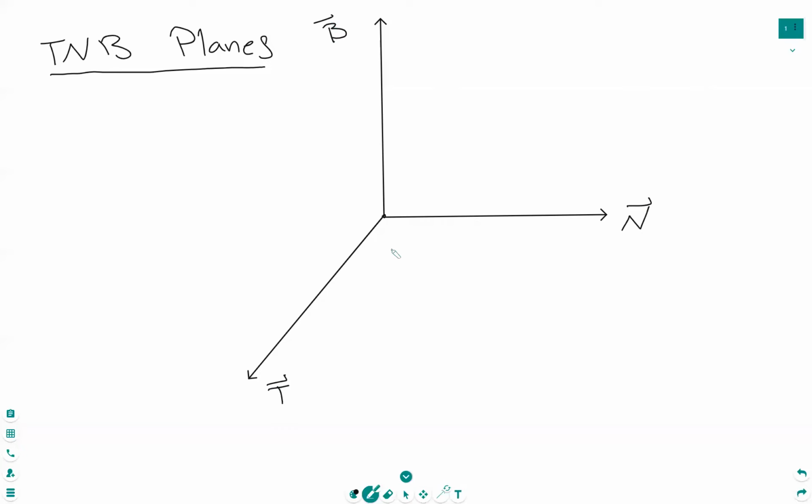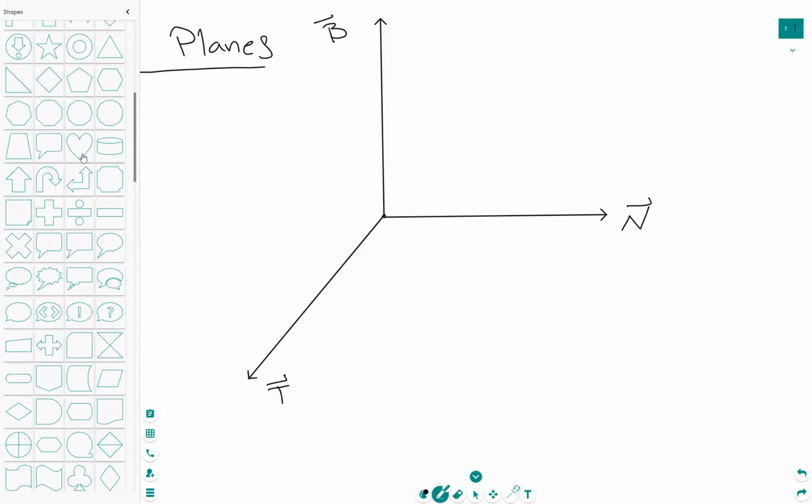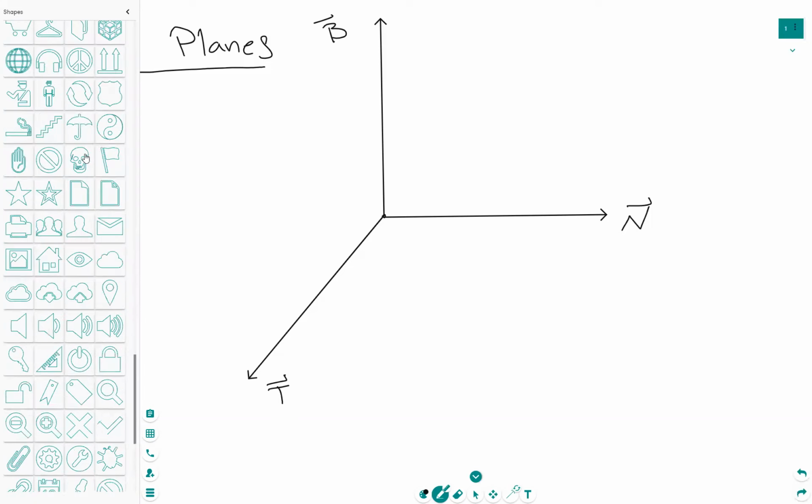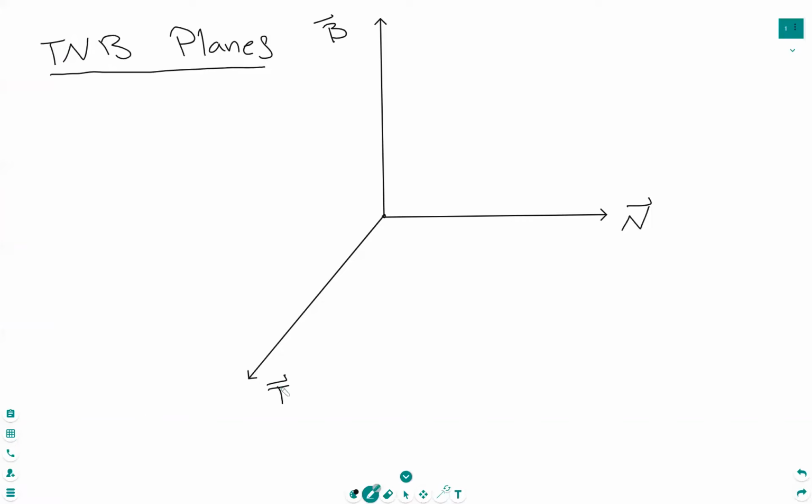Now realize that this is kind of like a Cartesian coordinate system, and they have planes, right? Instead of saying the xy plane or the xz plane, we have names for each of these planes in the TNB coordinate system. So, can I do a dotted line? A dotted line would be great here. No, I can't do a dotted line. Okay, a solid line is probably okay. So let's look at these planes that we generate.